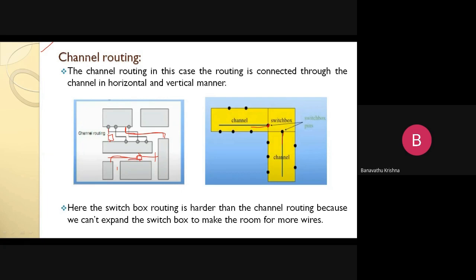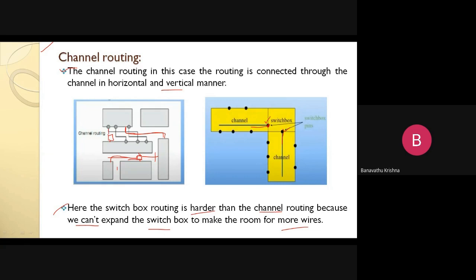So let us see the points here. In channel routing, the routing is connected through the channel in a horizontal and vertical manner. Whereas in a switch box, the routing is harder than the channel because we can't expand the switch box to make room for more wires. Here, from this box, suppose there are three connections, but in the case of a switch box, only one connection is there.